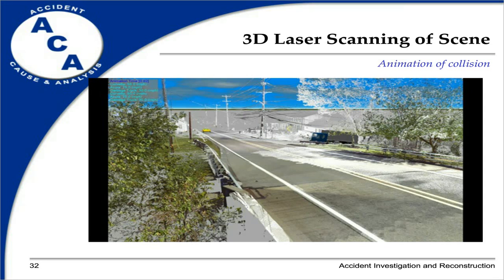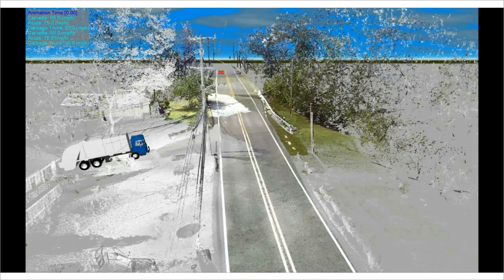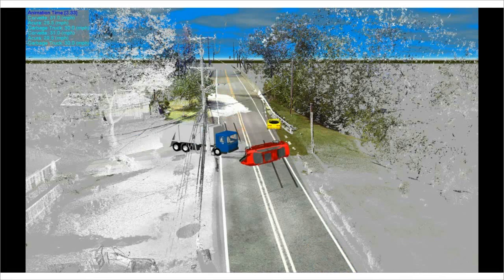This was a case where a trash truck pulled out. And this is just the quick animation I put together. Trash truck hits a person, rolls a vehicle, the other vehicle goes on the roadway, goes over the side of the roadway. Just a quick animation.